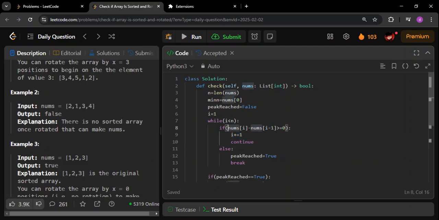So what is the condition? Nums of I minus nums of I minus 1. If it is greater than or equal to 0, then we can say that it is following the non-decreasing order, so we can proceed to the next iteration. Let us say a case fails.